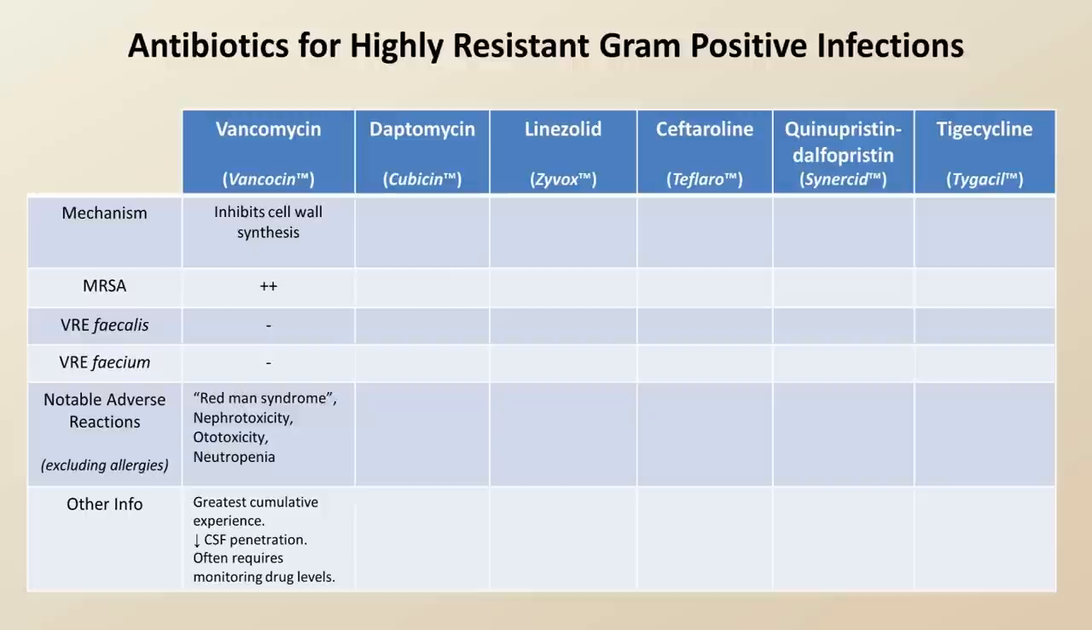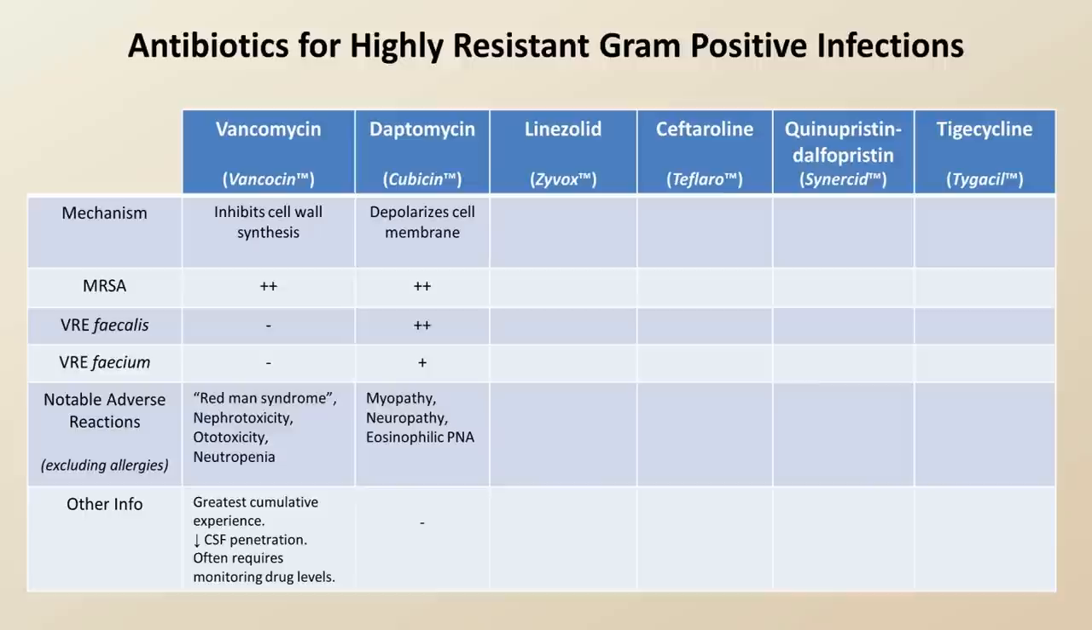Among the six drugs listed here, all of which are active against MRSA, the medical world has by far the greatest cumulative experience with vancomycin, and therefore it's considered to be the drug of choice when it's an option for MRSA. Aside from the side effects, other disadvantages to its use include poor penetration into the CSF, and drug levels often need to be monitored.